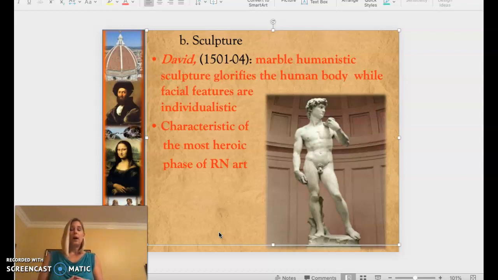So again, make sure you understand that this is a great example of a sculpture with humanistic ideas and characteristics. It is characteristic of the most heroic phase of Renaissance art. You can see here it is a vision of the human body that is more dramatic than realistic. And I'll show you what I mean by that with the oversized hands.